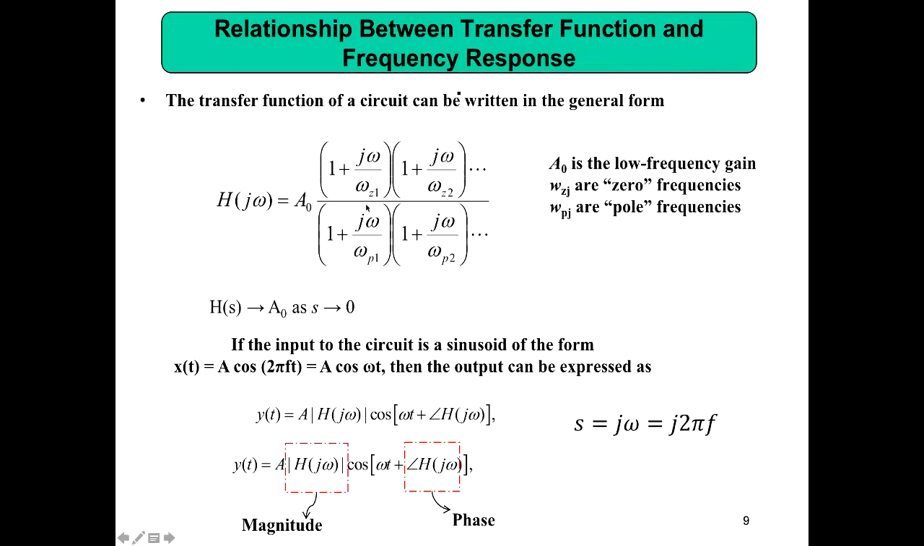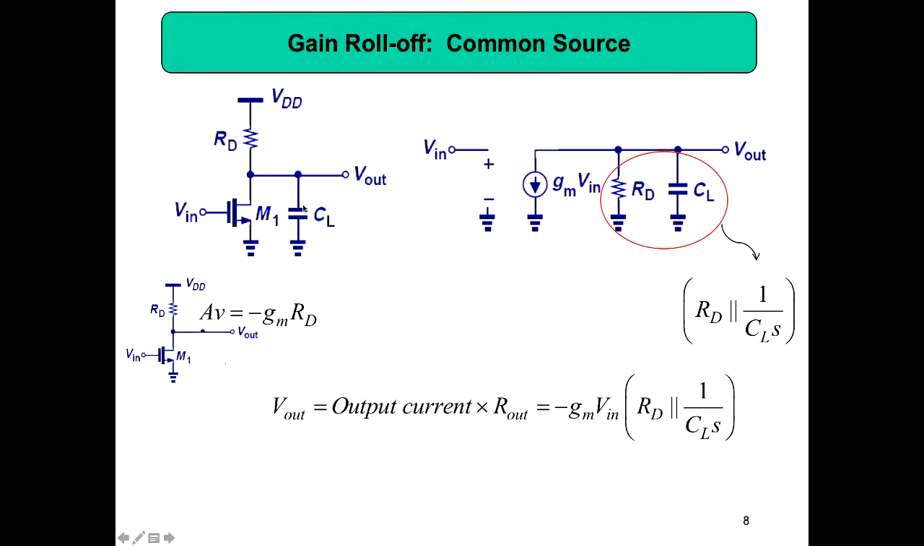If s tends to 0 here, then H of s becomes A0, meaning at low frequencies, where s is the frequency. If frequency tends to 0, then your gain will become A0. In electronics, as I said, the transfer function means V out by V in. So here V out by V in will go to the low frequency gain, that is minus GM into RD. So in the small signal, why is it called a small signal gain?